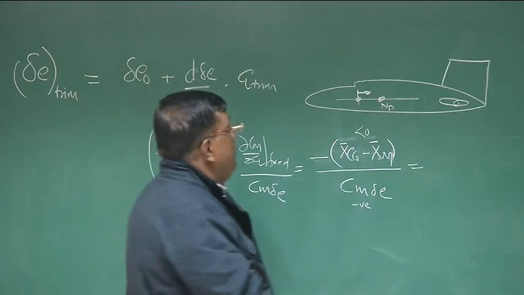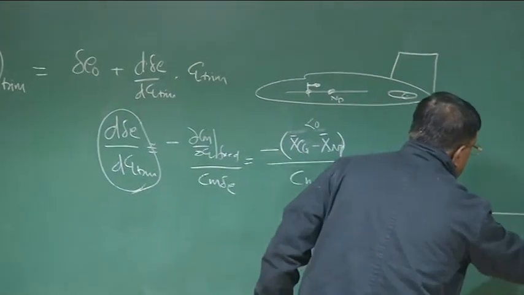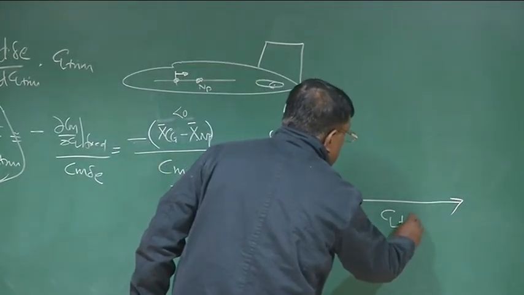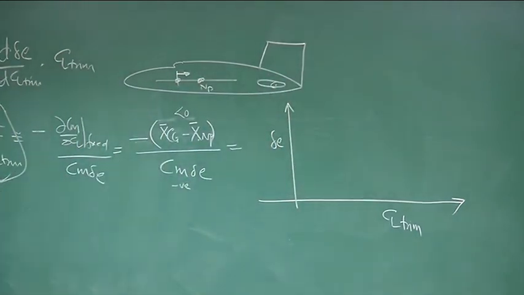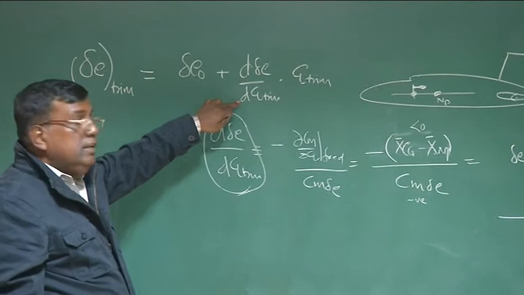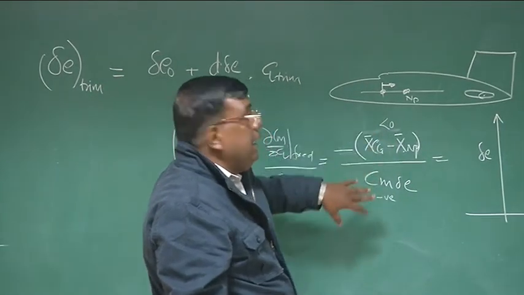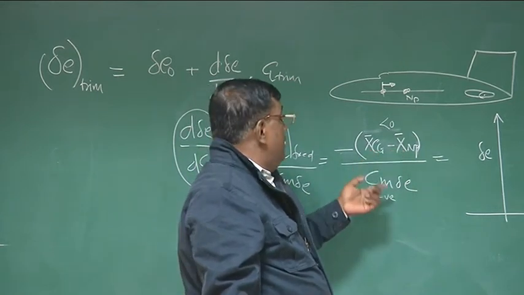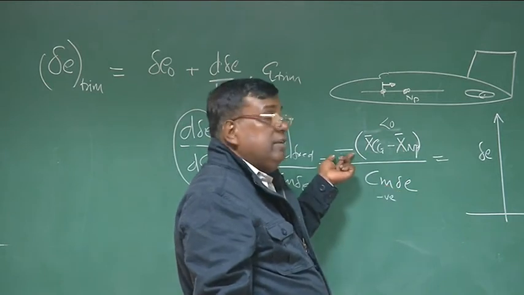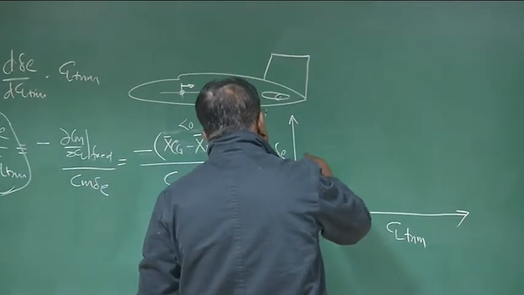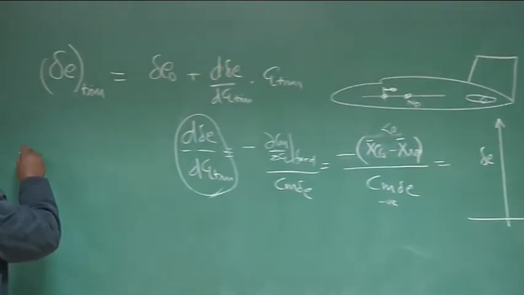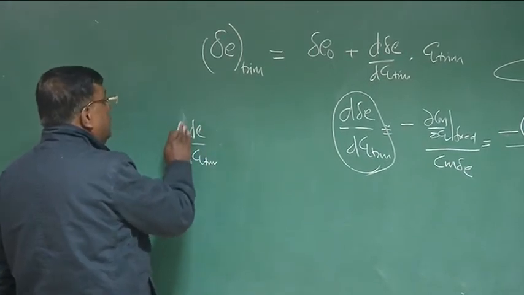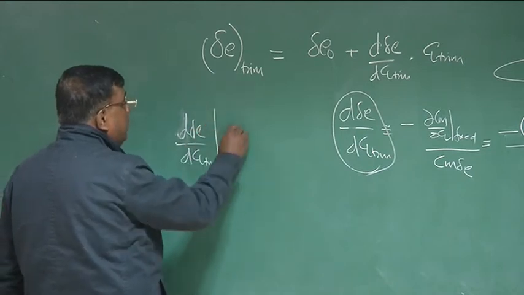And what I am seeing, if I now plot delta E versus Cl trim, what will be the slope of this line? The slope is given by this, and we have seen that this sign will be negative, because the neutral point is aft of the CG, since it is statically stable. So this number is negative, this number is negative, and here there is a negative sign. The slope will be negative. And what about delta E naught? Let's see. So I understood that d delta E by dCl trim, sign-wise, is negative.